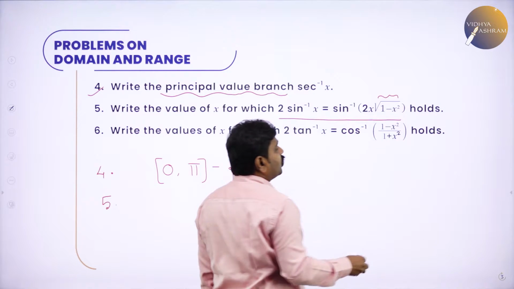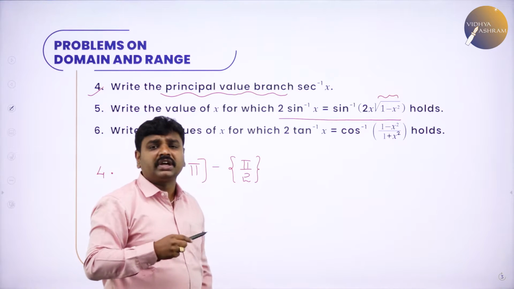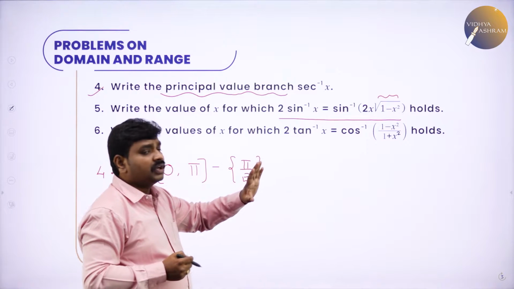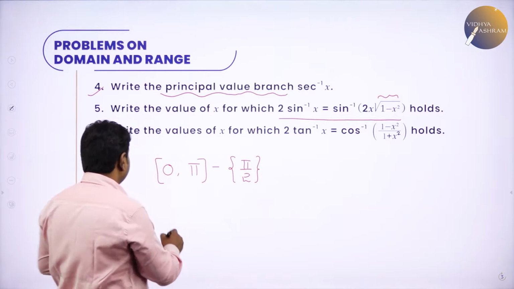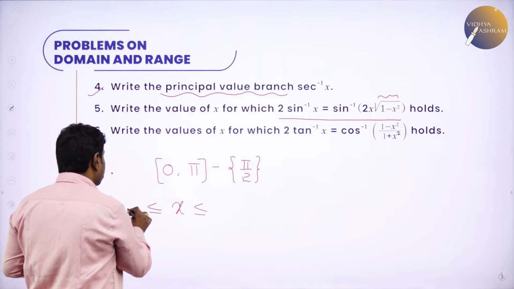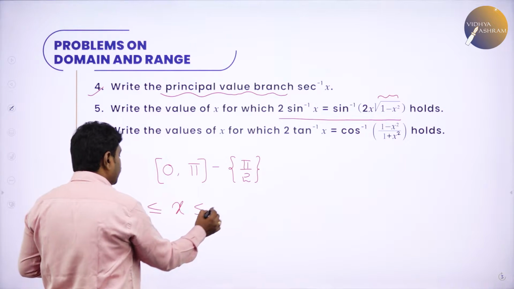All of you know, under root we should not get negative. Root of a negative is imaginary. If it is sin inverse, x should be from minus 1 to 1. So when you solve this, for 1 mark, don't solve and waste your time. Remember the result: x should lie between minus 1 by root 2 and 1 by root 2. These are the values of x.